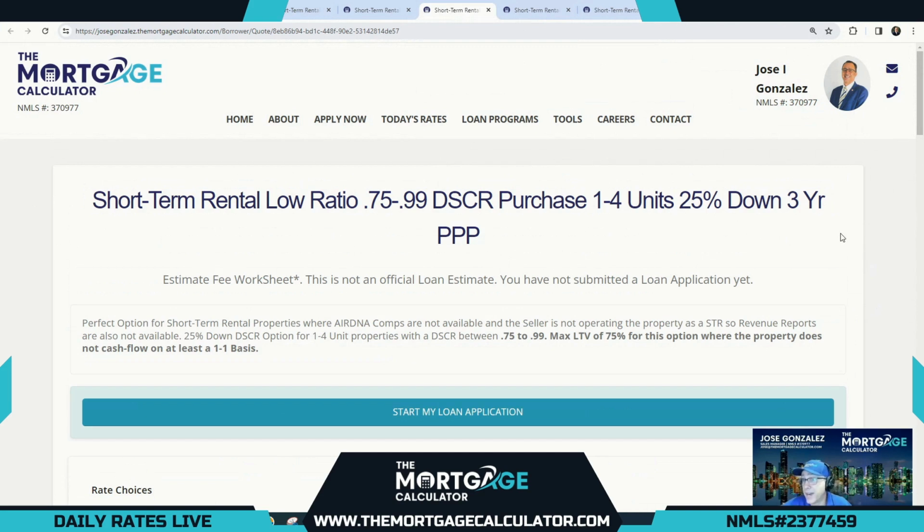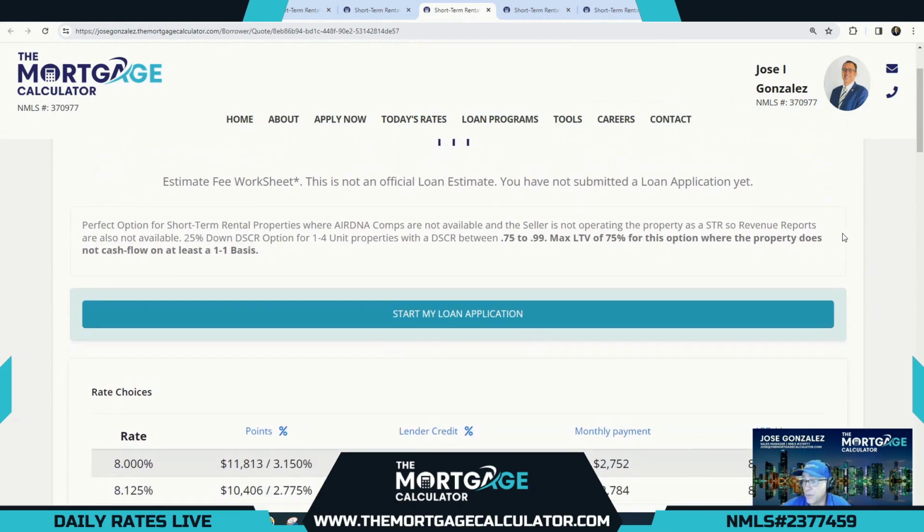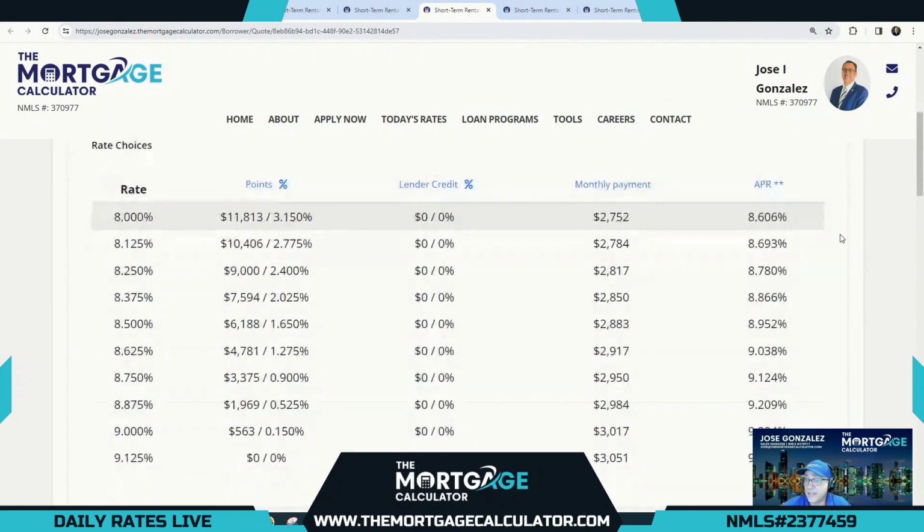This is also where AirDNA comps are not available. So in this case, keeping in mind we're below 1 on the debt service coverage ratio, we're not even covering the housing expense, but we can still finance that property for you with 25% down. 9.125% is our lowest cost option with a lender credit. Again, we love those lender credits, and you can buy that down all the way to 8%.